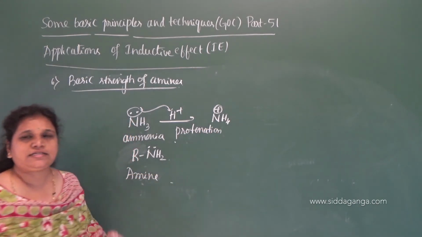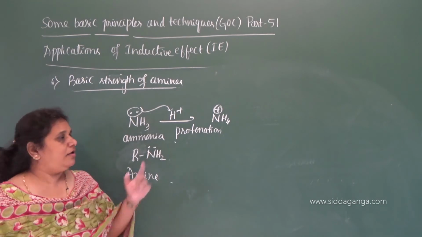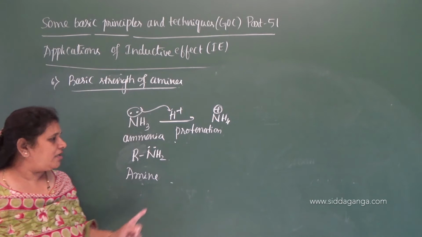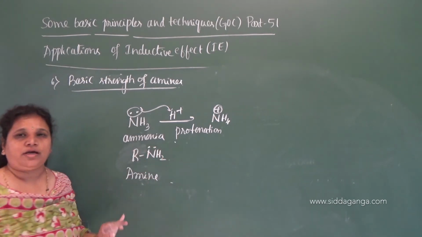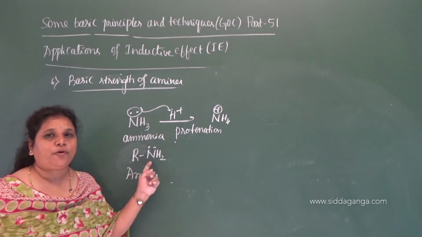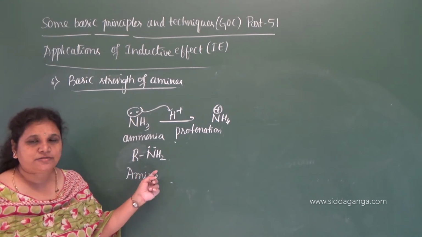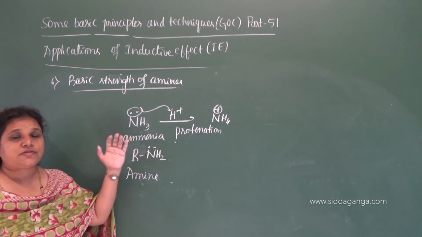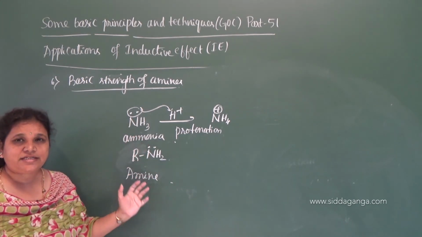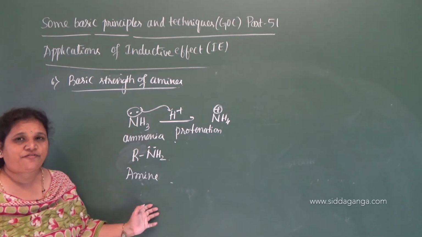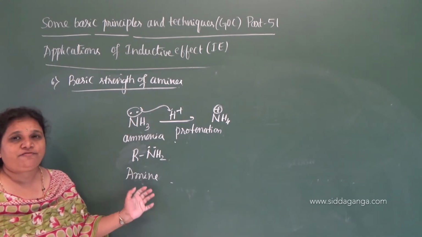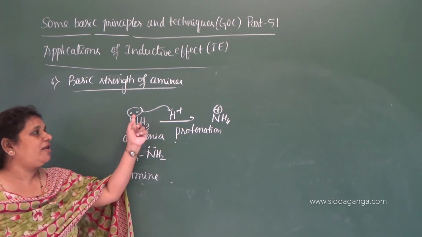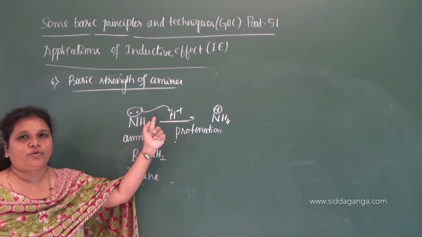As you know, what is a base? A proton acceptor. So ammonia is accepting a proton, therefore it is a base. Here also there is a lone pair of electrons on the nitrogen, it also accepts a proton, therefore it is also a base. A proton acceptor is nothing but a base. So the basic strength of ammonia and its derivatives depends on which factor? The factor which influences the basic strength of ammonia and amines is the availability of these electrons for protonation.